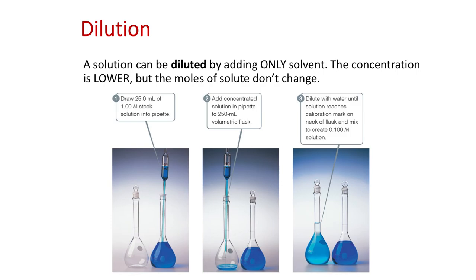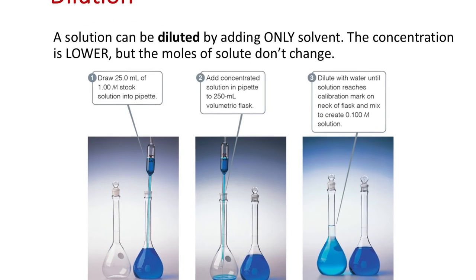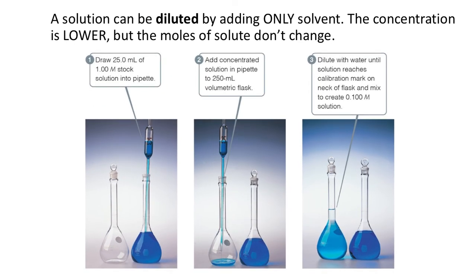Now, dilution is how we can change the concentration of a solution by adding just the solvent. Our solvent here, of course, is just water. So we can lower concentration by adding water. What's being shown here is, let's say you have 25 mL of a 1.00 molar stock solution. It looks like some sort of copper ion solution, probably because copper is blue.